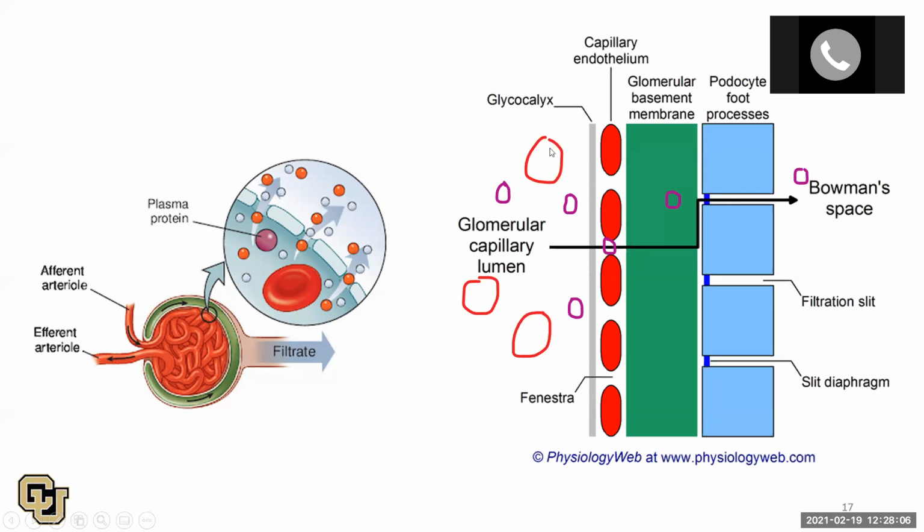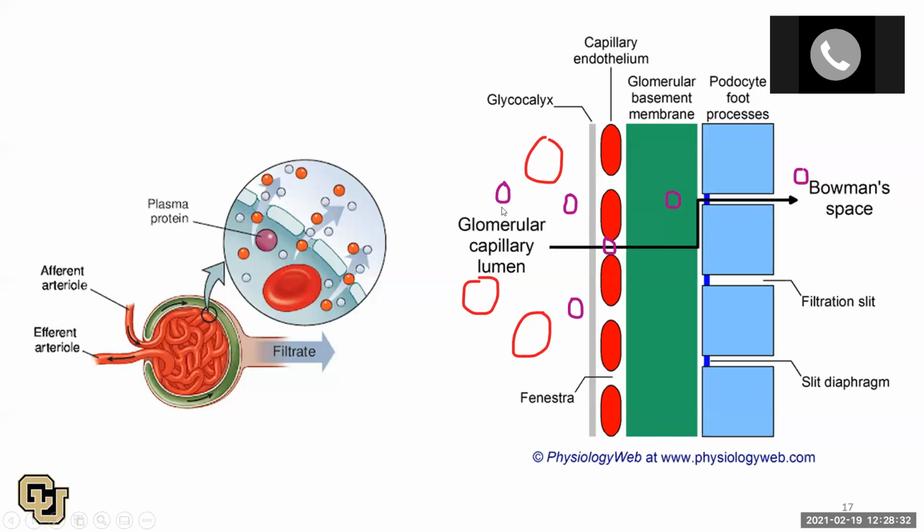So just for an example, our red blood cells are too big to traverse through any of these holes, and so on a normal person who has all 3 layers intact, you should have no hematuria, right? At least from the glomerulus, you should have no hematuria. But albumin, for example, is small enough that it can easily traverse through all of these holes and end up in the urine. So why doesn't it?